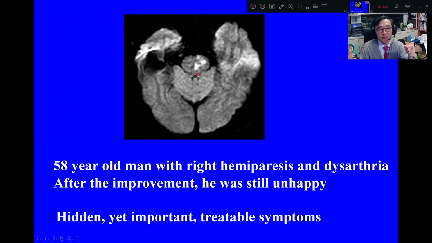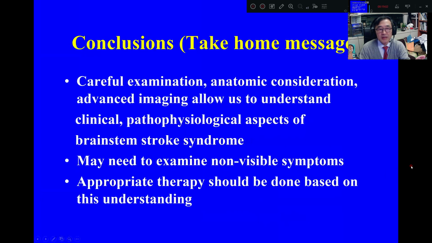This patient had right hemiparesis and dysarthria, but the symptoms improved quite well. But still, he was unhappy and came to me. I asked him, do you have some excessive crying or laughing? He agreed on that. So this is actually treatable because if we administer an SSRI, that can be easily corrected. So I think we have to pay attention to this syndrome.